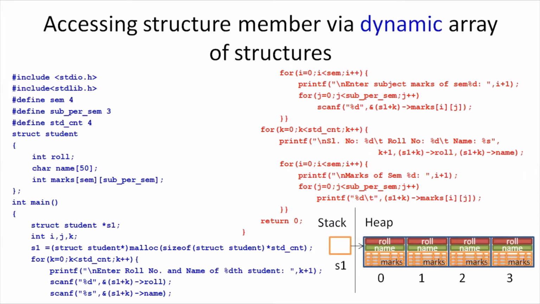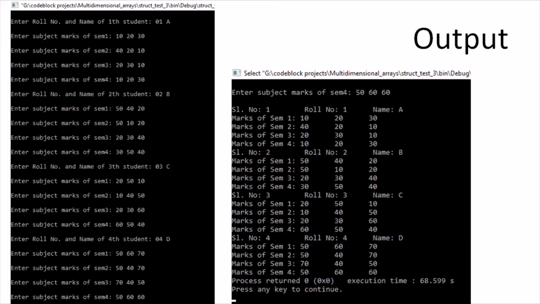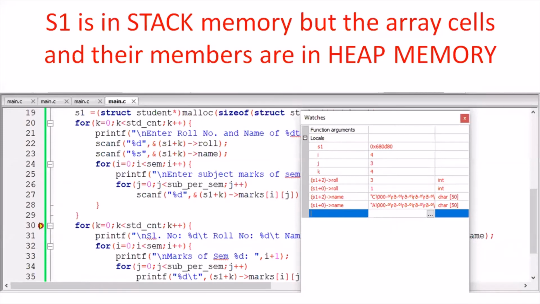The output of this particular example is also as expected, and if we take a deeper look at the problem using the watches window, we will find that the variable s1 is holding only the memory address of the 0th cell of the array that has been created, and the individual members of the kth cell can be accessed by explicitly typing (s1 + k)-> followed by roll, name or other members of the structure that has been declared earlier.